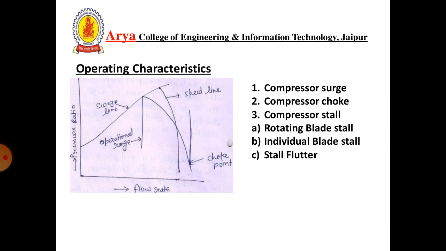The cause of surge is to increase the rotational speed of the impeller and to decrease the mass flow rate, or both can be used to cause the compressor surge.